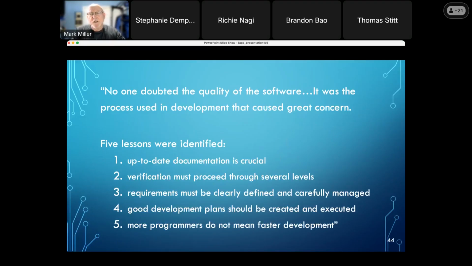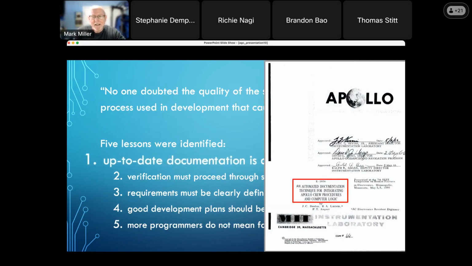This is another thing that I found fascinating regarding the software development effort. No one doubted the quality of the software. It was the process used in development that caused great concern. It's like, how are they developing that? One of the things that I was astounded by is, I'm using auto documentation tools today. I like auto documentation. The less I can write, the better. The more that it just sort of comes out of the code that I write, the better. They were basically dealing with an auto documentation problem in the 1960s as well.